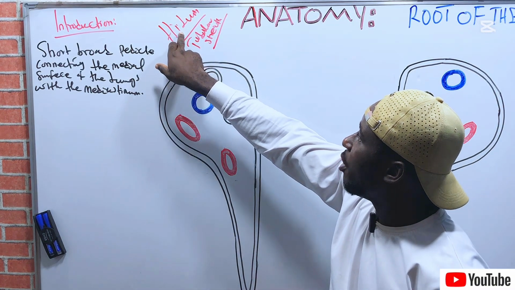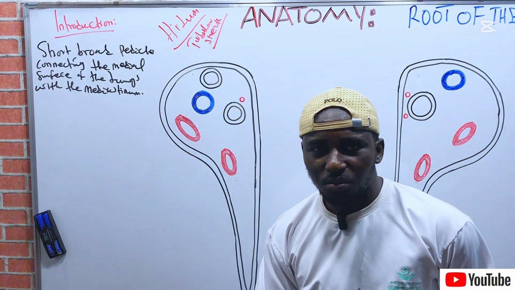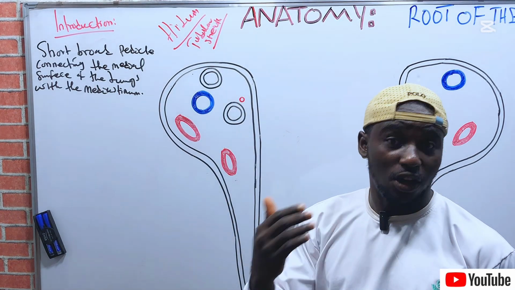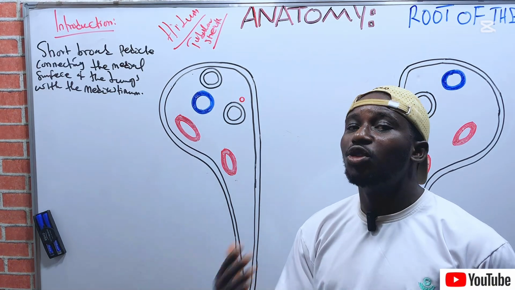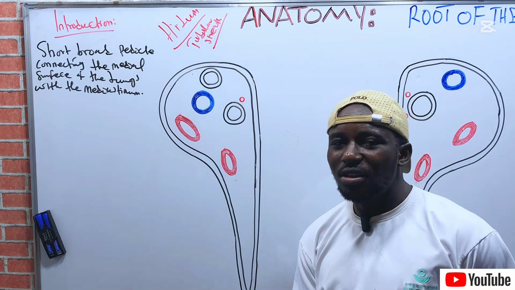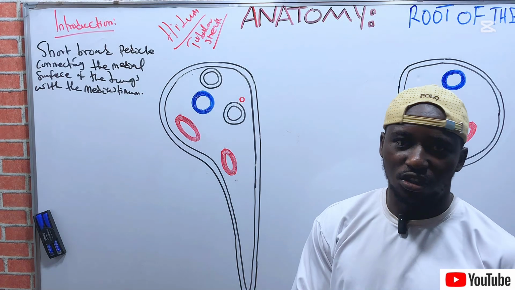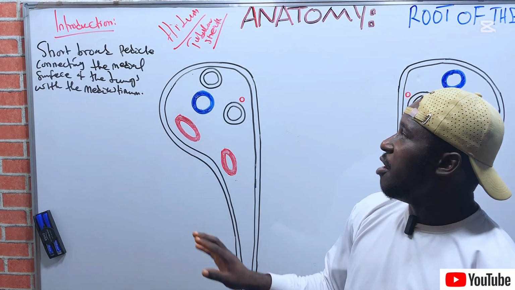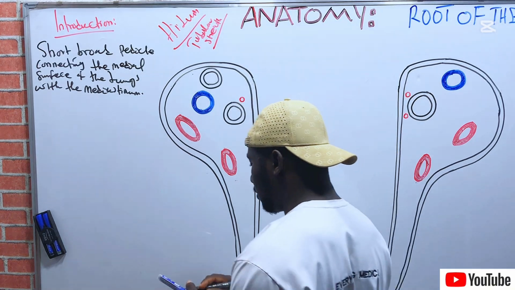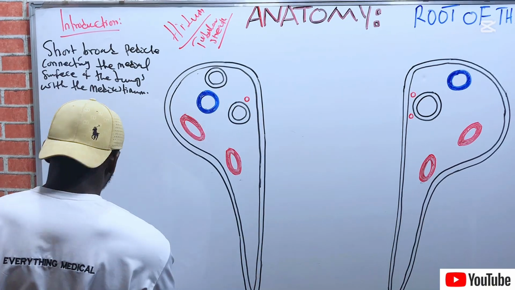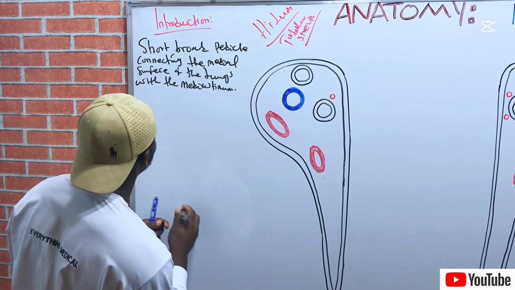So the hilum of the lungs is an area located on the mediastinal surface of the lungs, through which structures enter and leave the what? The lungs. That is the concept of the root of the lungs. Now, the next outline is the components of the root of the lungs.